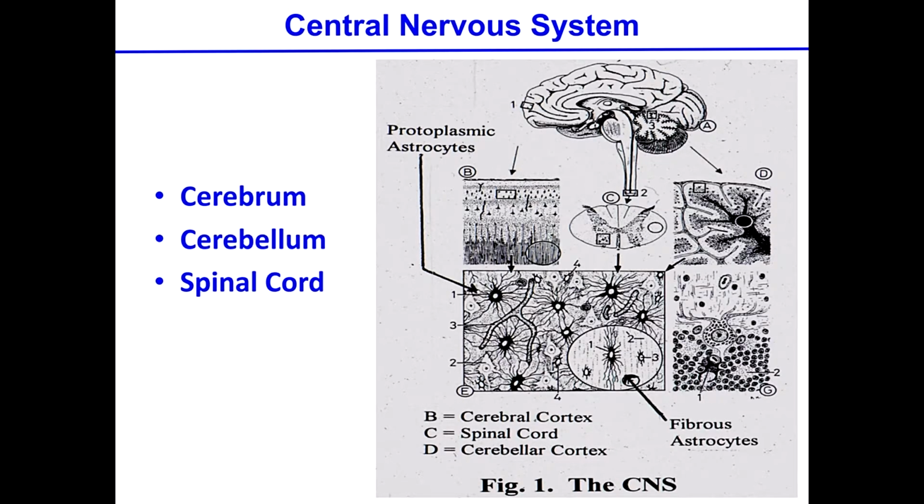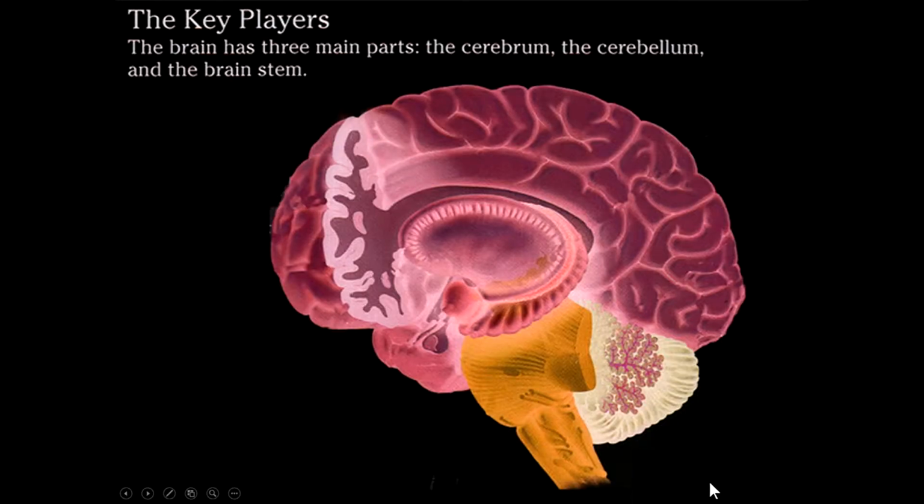So if we look at the central nervous system, we have the cerebrum and the cerebellum, which are inside the skull, and then the spinal cord, which is inside our spine. And those are the main structures that play fundamental roles in how we interact with the environment and how the things are coordinated.